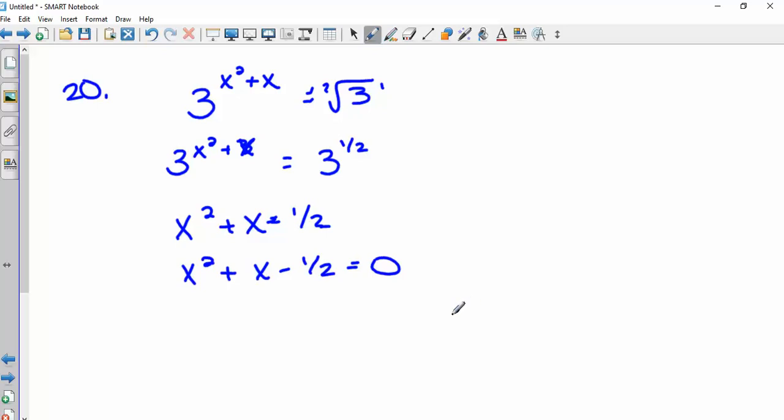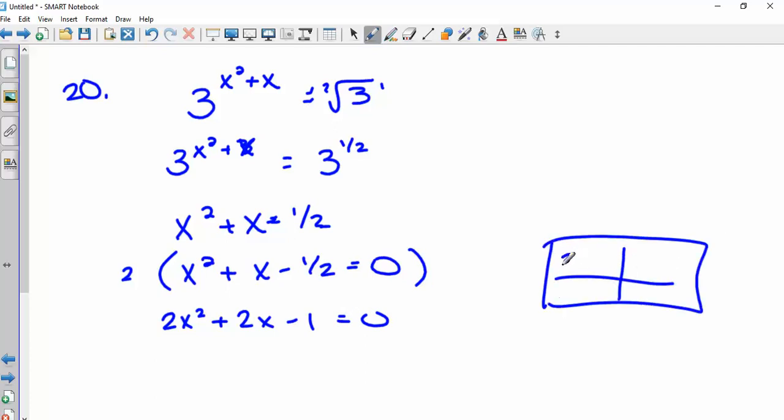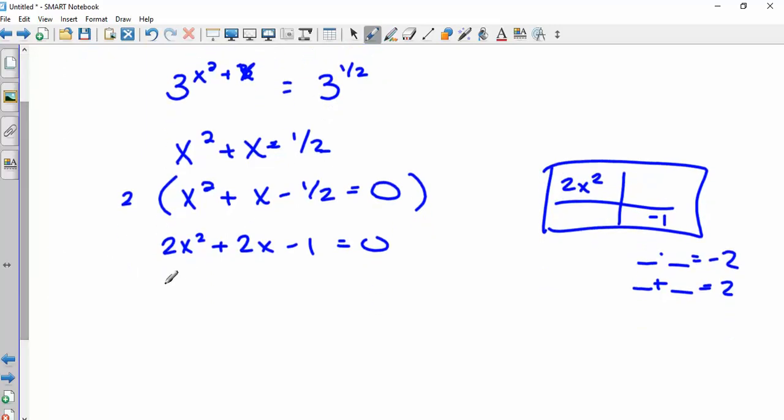Okay, from here, a lot of you didn't like that 1/2. If you wanted to get rid of it, you could multiply everything by 2. And we would try box method. Unfortunately, is there anything that multiplies to a negative 2 and adds to a positive 2? So if you can't factor nicely, what have we done? All year, when things don't factor nicely, how do we solve them? Quadratic formula. And that hasn't gone away, we can still use it.